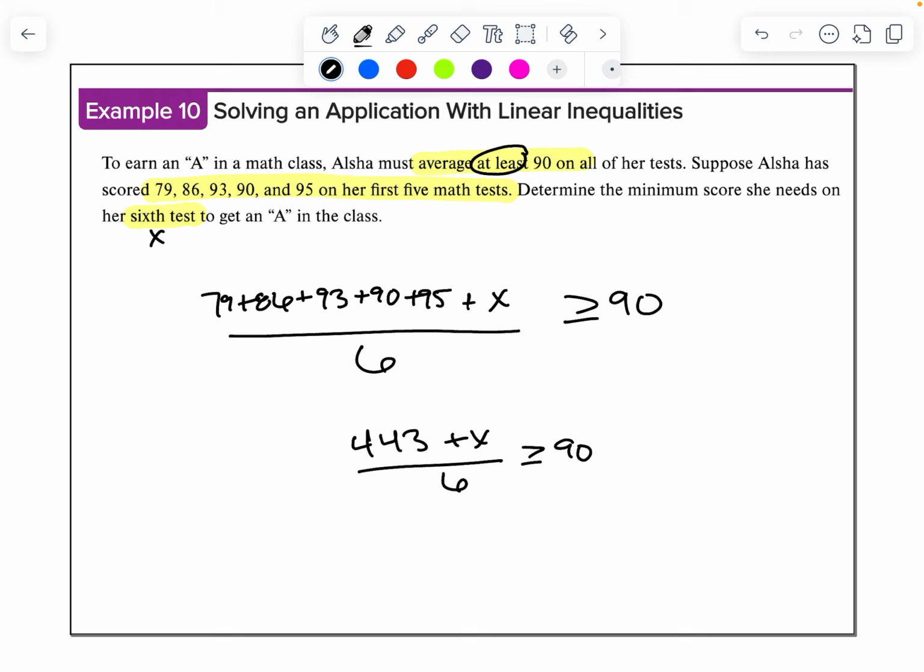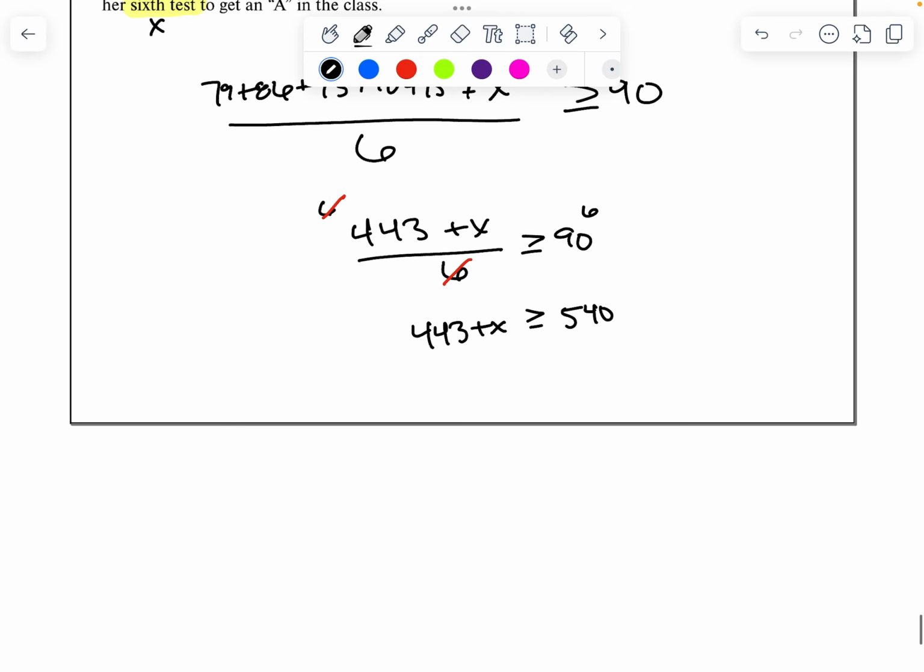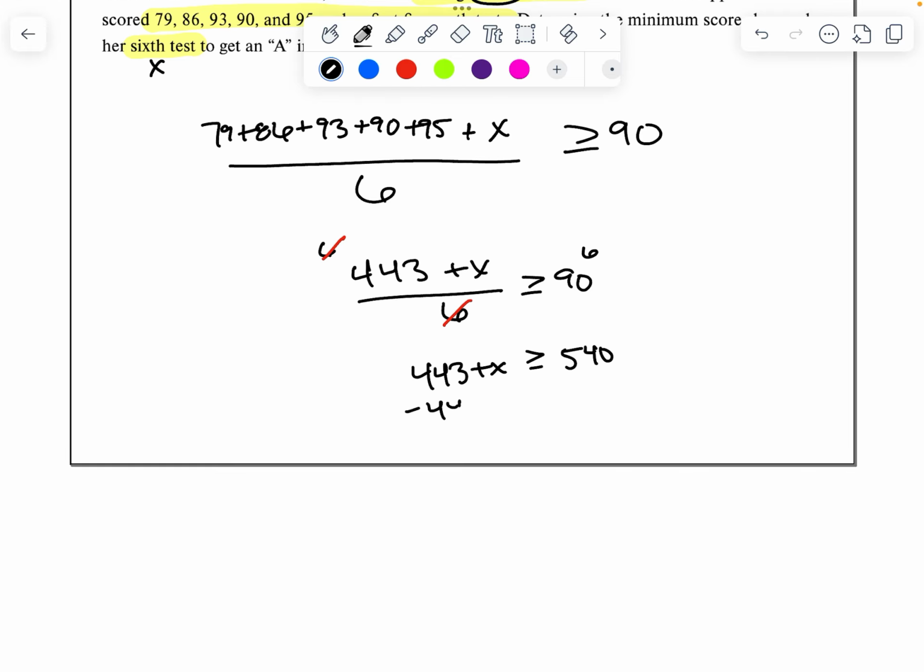Again, any problem with fractions, you can get rid of the fractions in the same way. We're just going to multiply by the same thing on both sides. Just so happens on the left side it will go away, and we'll be left with just our 443 plus X. And on the right, 90 times 6 would be 540. To solve for X, we need to subtract 443. And 540 minus 443 is going to be, we didn't multiply or divide by a negative, so our sign stays the same, a 97. So Alsha needs greater than or equal to a 97. She needs at least a 97 on that test to maintain an A.